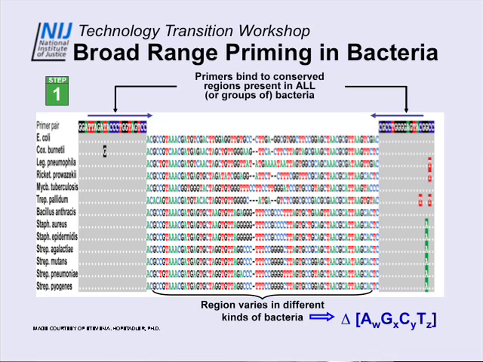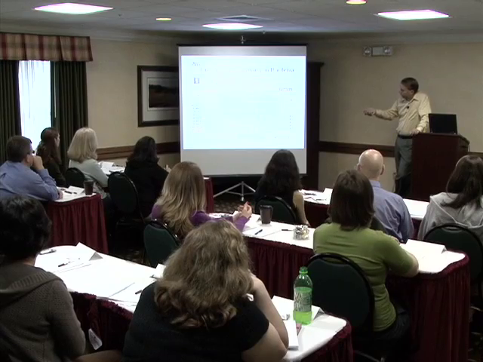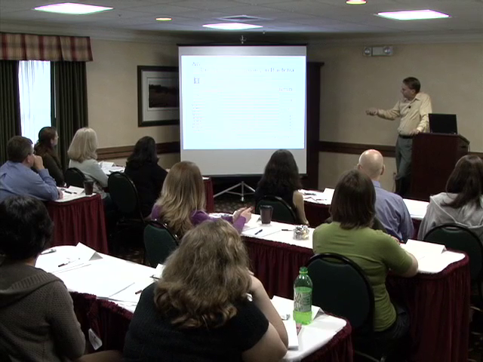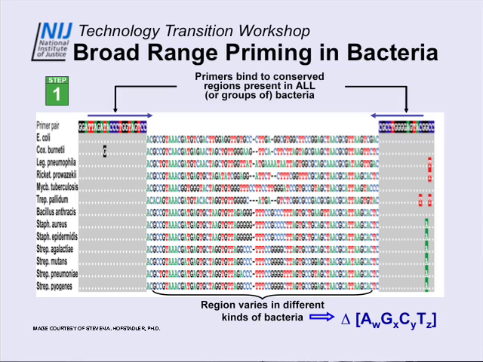Here's an example of a broad-range primer in bacteria. This is derived from a 16S ribosomal subunit. You can see it on the left-hand side of the screen here, a bunch of different types of bacteria, very different types of bacteria. There's E. coli, there's Mycobacterium, there's staph and streps and so on. All of these have this highly conserved region here, which will all be amplified with this primer pair.